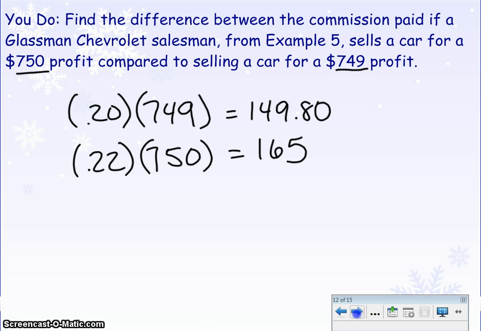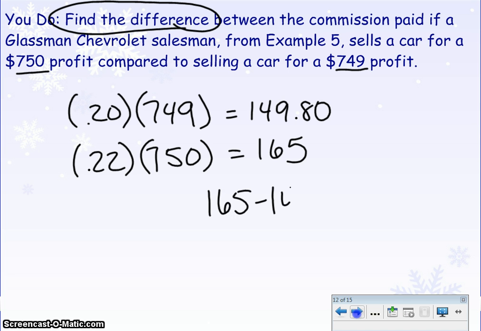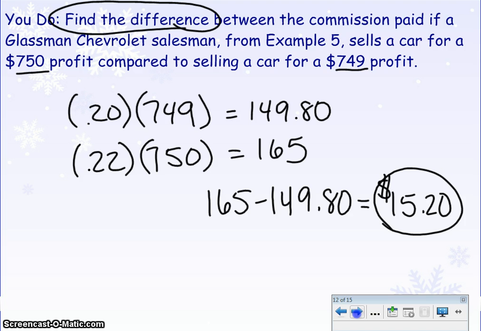So the question says find the difference. Difference is subtraction. So 165 minus 149.80, and we find that the difference is a total of $15.20. So that car salesman earns $15.20 more just for that profit being $1 more.